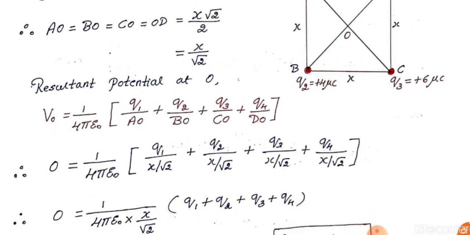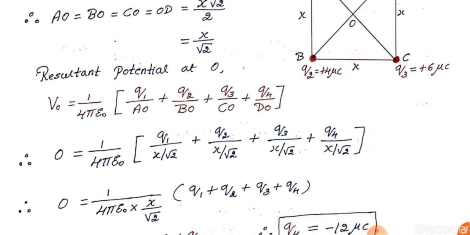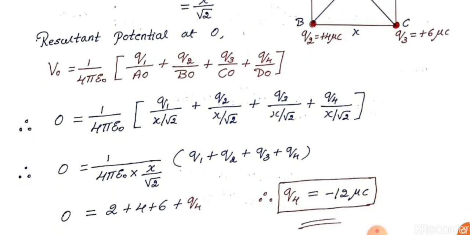Substitute all the values. AO, BO, CO, DO are all equal, as we observed: x by root 2. Take the x by root 2 common out. Then we are left inside the bracket with Q1 plus Q2 plus Q3 plus Q4. Send the denominator part, 4 pi epsilon x by root 2, to the left hand side, where it is multiplied with 0. Then the entire term becomes 0.